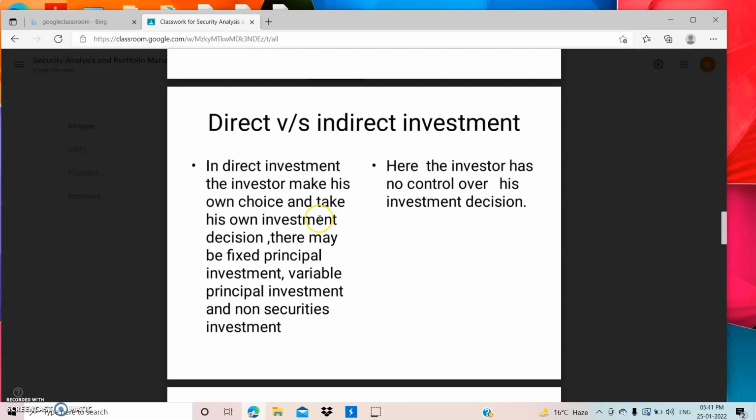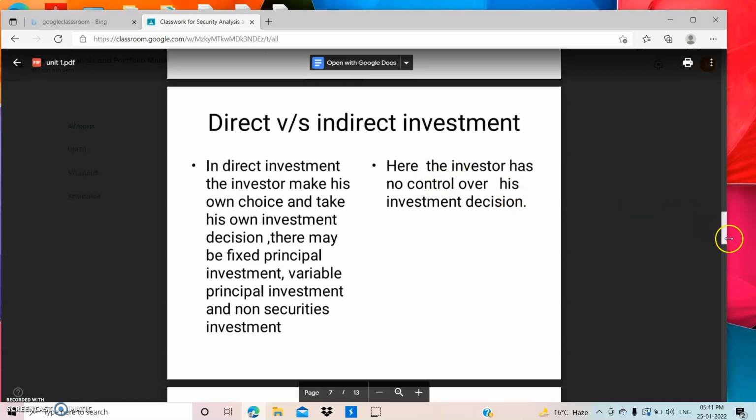But when an investor doesn't have any idea on how to make the investment, in that case he or she may go for help. So in case of indirect investment, the investor has no control over his investment decision. Investment decision is taken by the agent. Simply he gives the amount to the agent, and the agent on behalf of the investor makes the investment, in indirect investment.